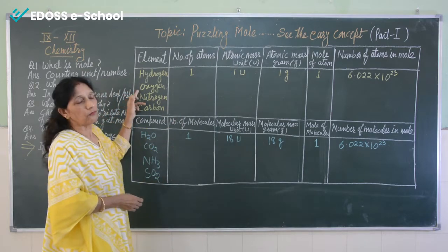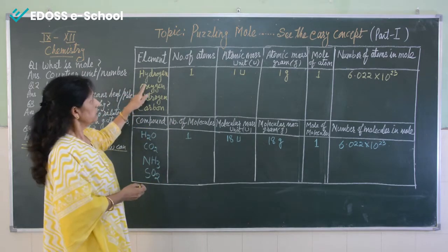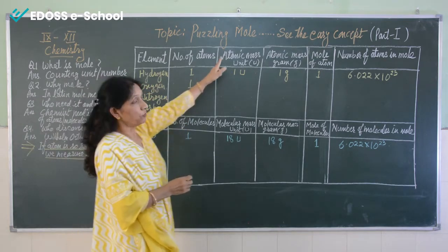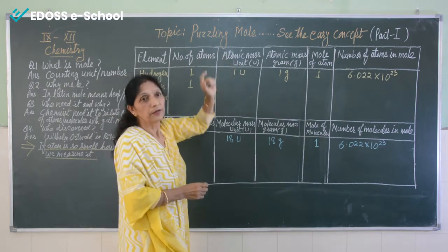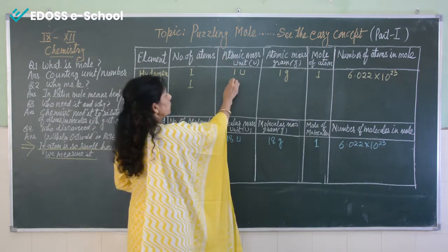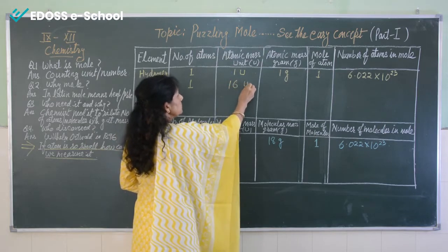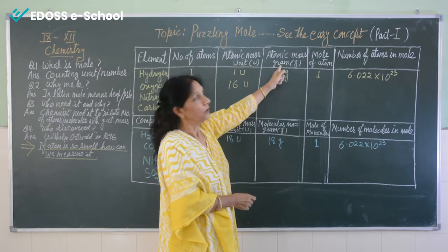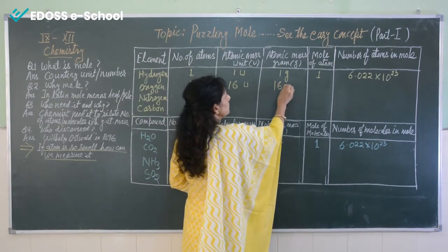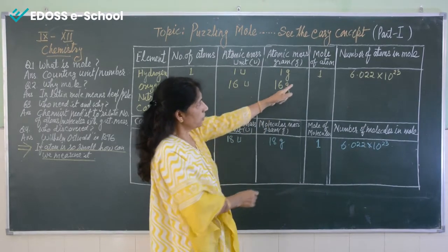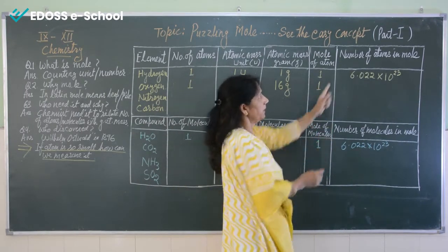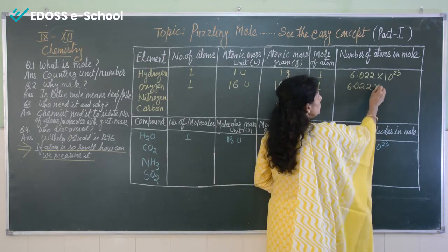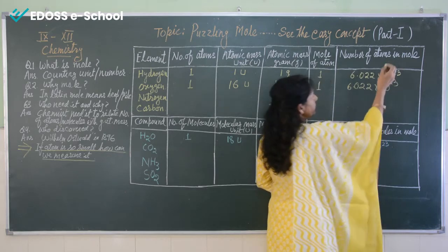Now if I am taking oxygen, the number of oxygen atoms is 1, and its atomic mass in unit, we know, is 16. So we can say 16U. And if we are counting in gram, the atomic mass will be 16 gram. How many moles? The mole will be the same, 1, and the number of atoms in a mole will be the same, 6.022 into 10 raised to power 23 atoms.